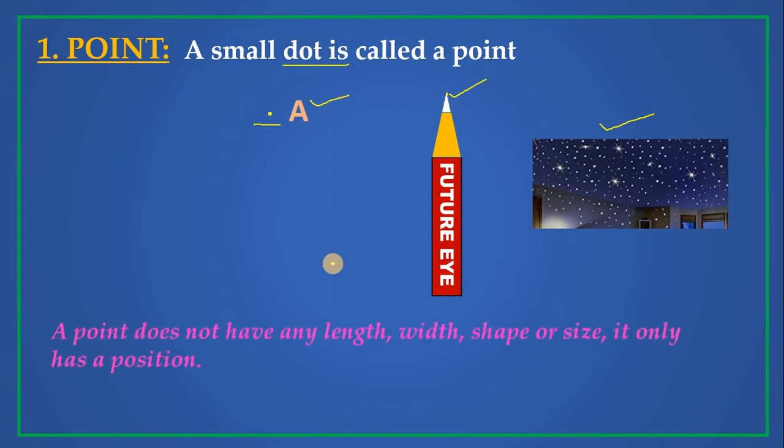Another thing about a point is that a point does not have any length, width, shape or size. It only has a position. It means if you observe the point here, there is no length, there is no width, similarly there is no shape or size, but it occupies a position. That's all. Next, let us move on to another term, that is line.